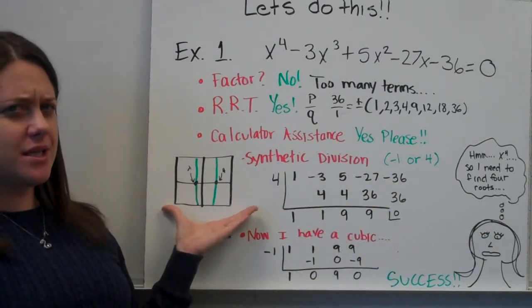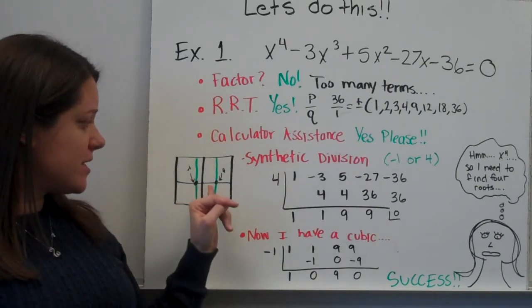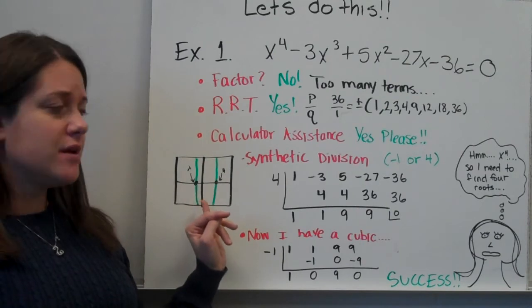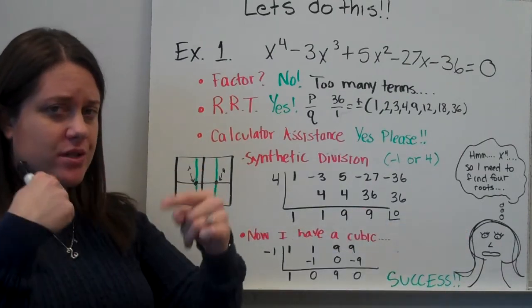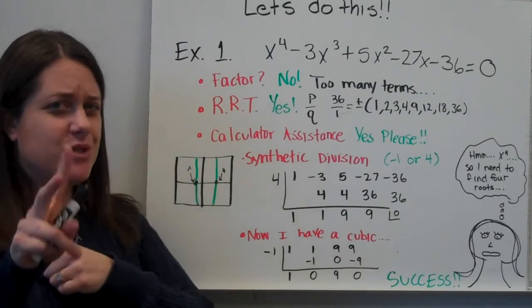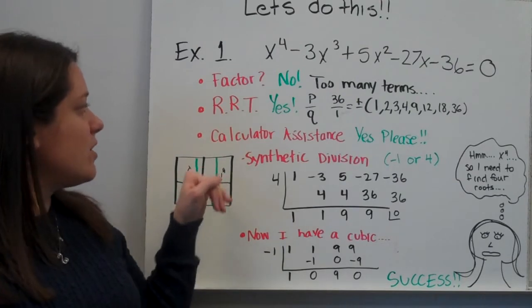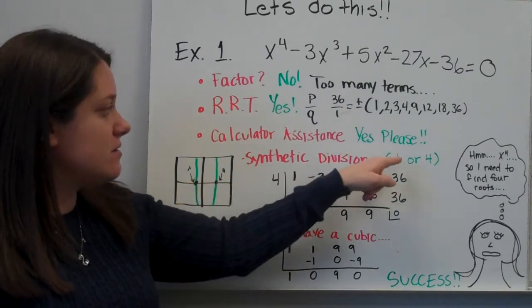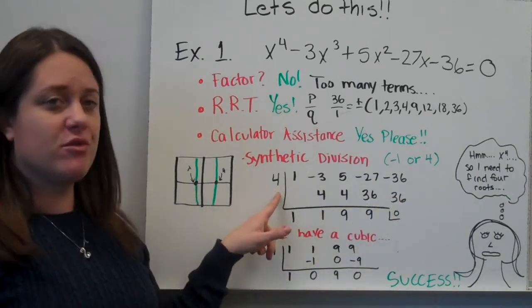So then I am starting to think, wheels in my head turning. I only see 2 roots in the picture. These little green lines are the graph. But I have 4 roots. So wheels turning, thinking, must be 2 imaginary roots. We'll get back to that. Okay, so negative 1 and 4. So synthetic division. Negative 1 or 4, doesn't matter. Start with either one. I started with 4.